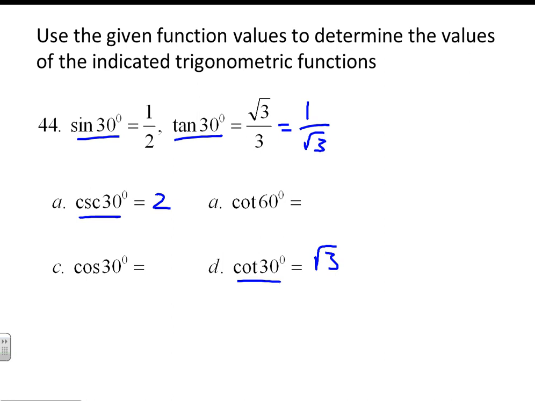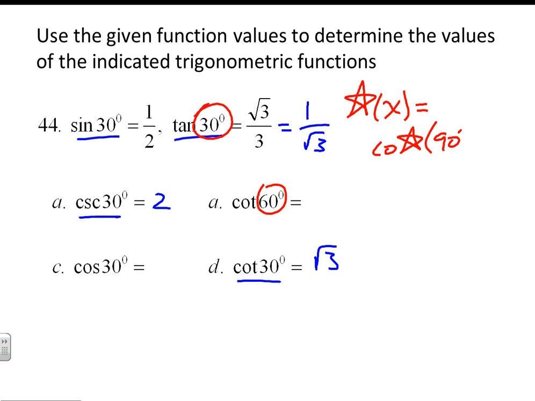Cotangent of 60. What do we note? We note those add up to 90. And earlier we talked about the cofunction rule that says if we had a trig function called star of x, it would be equal to co-star of 90 degrees, or pi on 2, minus x. So tangent of 30 is equal to cotangent of 90 minus 30, or tangent of 30 is equal to cotangent of 60. Cotangent of 60 must be 1 on root 3, or if you like, root 3 on 3.